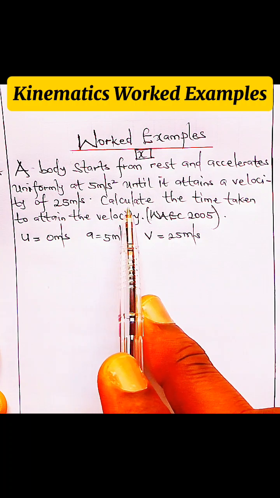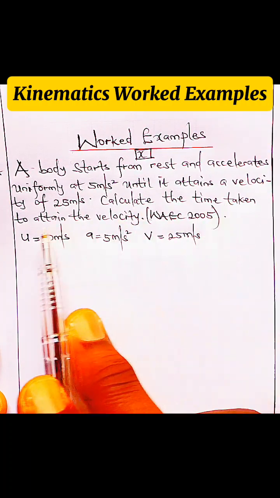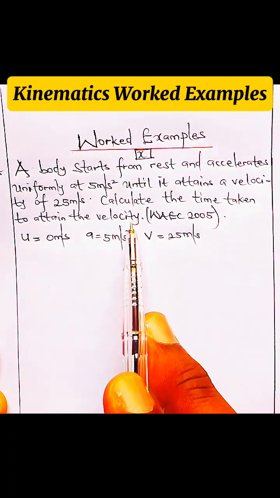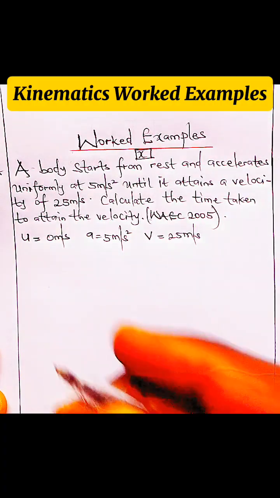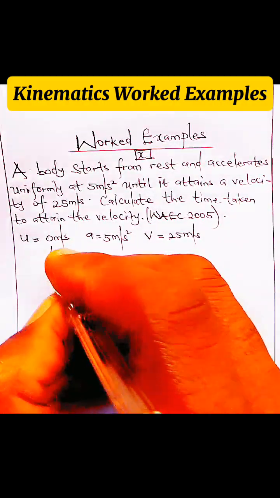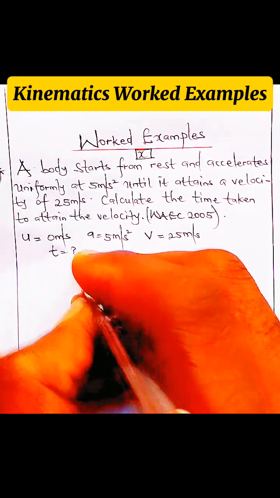So what do they want us to get? They say calculate the time taken to attain the velocity. That is the time taken to get to the final velocity. So time is what we are asked to get. Time, which is a scalar quantity, is unknown.